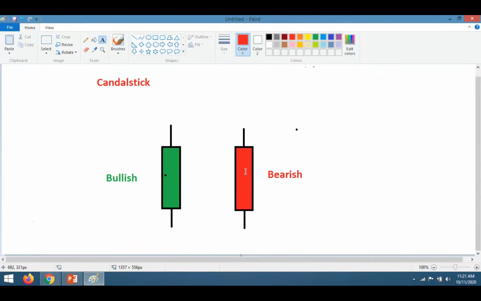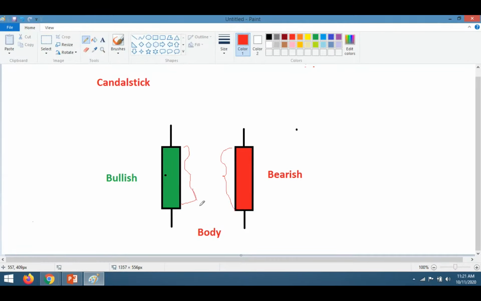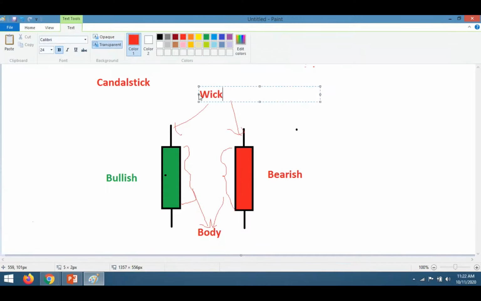So bullish candle means market is going up, that is the green candle. Red candle is called the bearish candle, market going down. And there are four parameters for each and every candle. This area of the candle, for both candles, where you see the color red or green, is called the body. And this single line in this area for both candles, upside or downside, is called the wick.